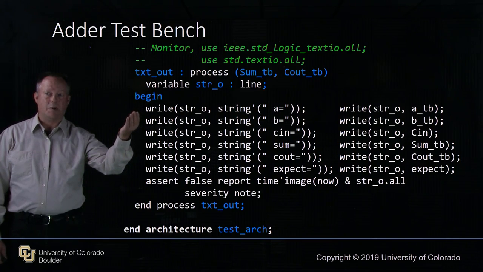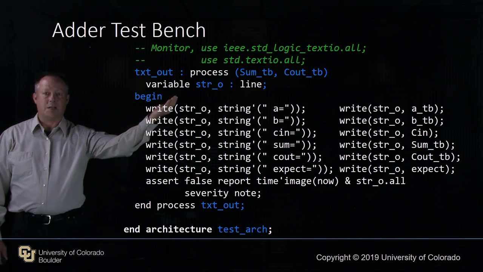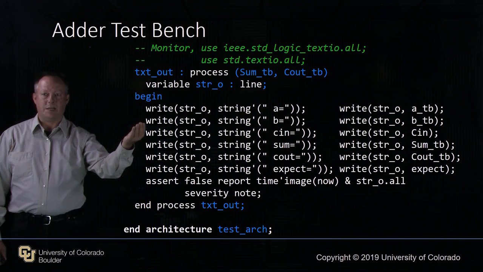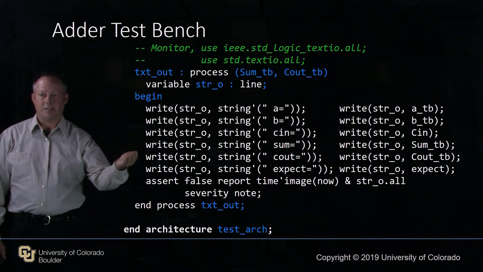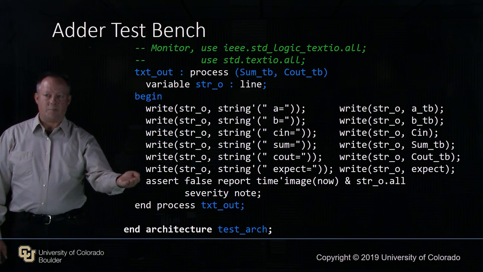In this case, we want to print to the screen and format that string of space A equals, and then after that string, print to the output our A_testbench value. And then we'll place another space, our B output, as a string, and our B variable. And continue on this so that we can create a full line of inputs and outputs and expected values in our string. Our string is an assertion, assert false, report time'image(now).